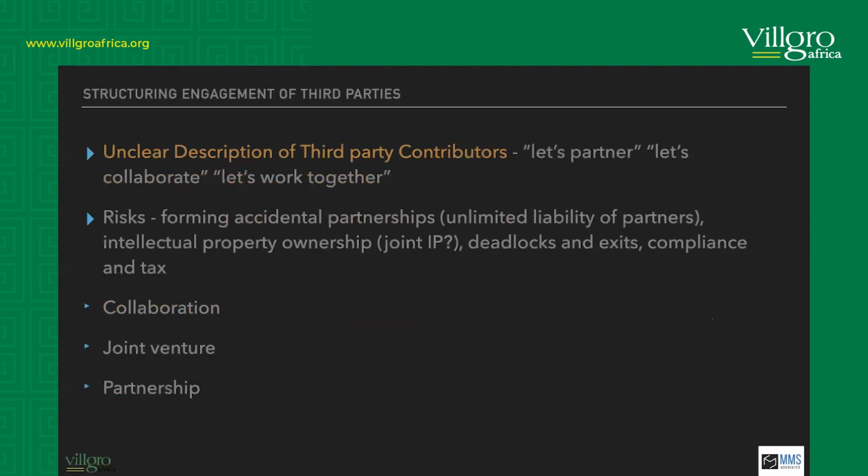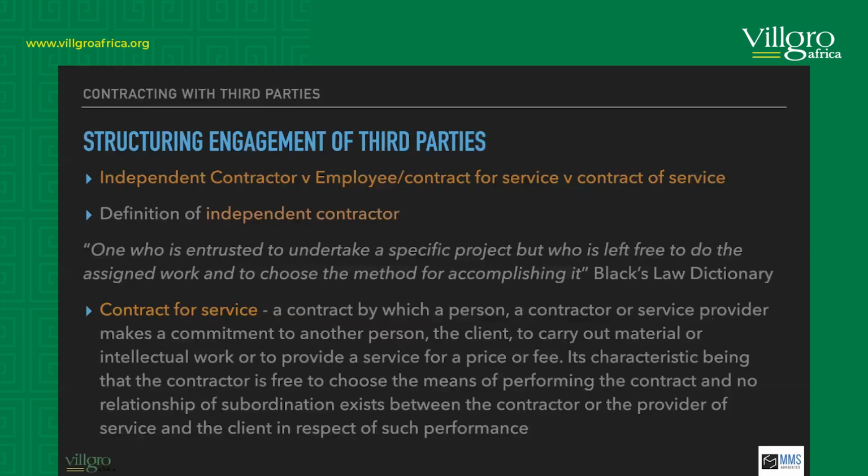So having looked at the mistakes, I wanted us first of all to discuss quickly what I had said in the introduction about how to structure the engagement with third parties. The main issue, especially when you're engaging an individual, is that when you're contracting with a third party, they will be independent service providers. You want to ensure that it is carried out in a manner that truly shows that the contractor was an independent contractor.